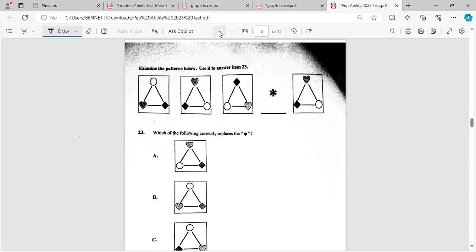Let us know when you're ready. Sir, must I start reading now? Yeah, when you're ready, we're waiting on you. Examine the patterns below. Use it to answer item 23. Which of the following correctly replaces the asterisk?